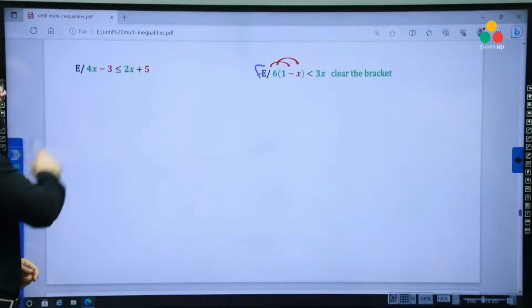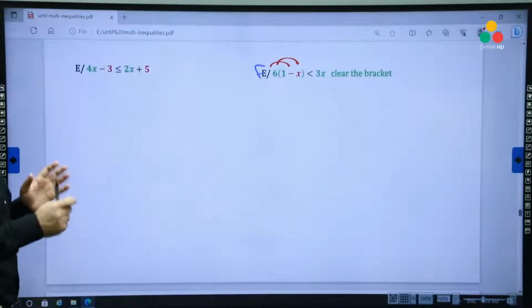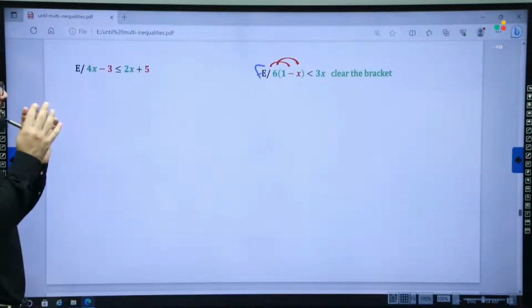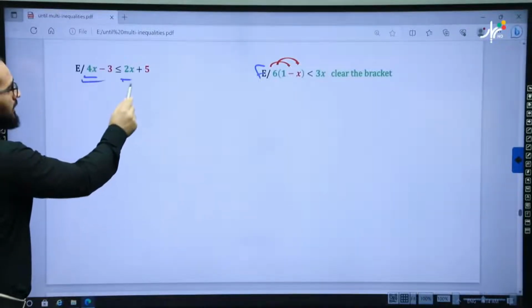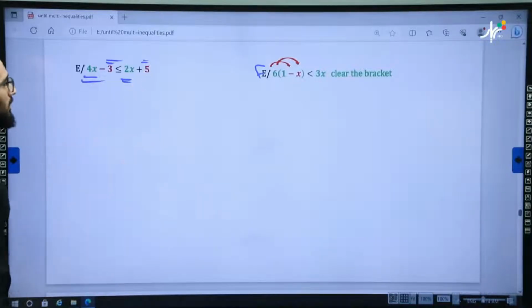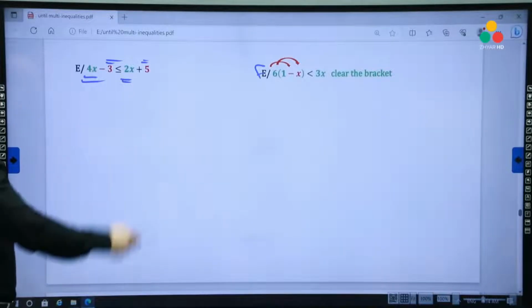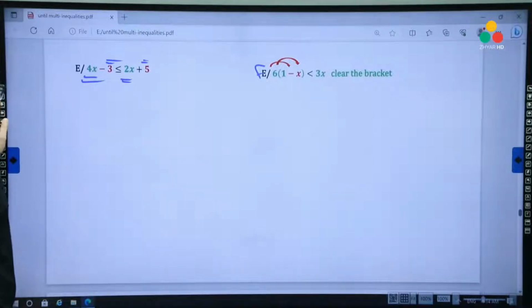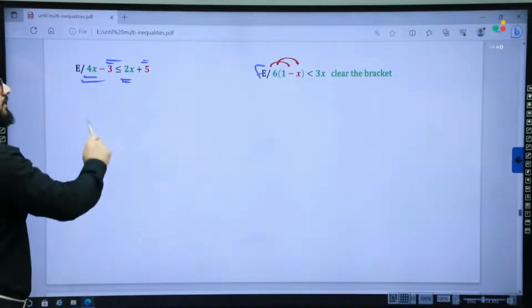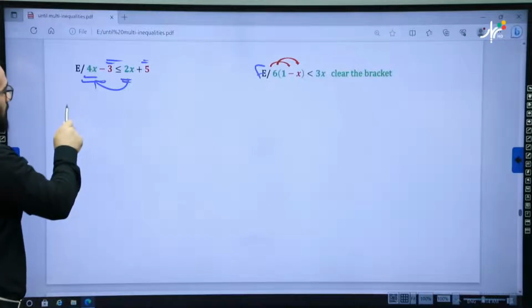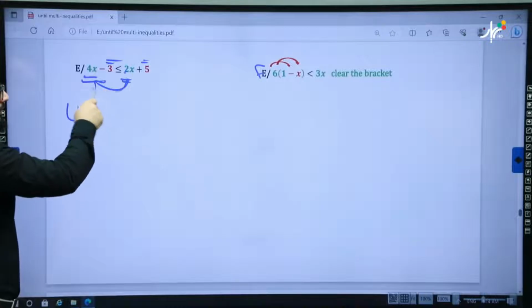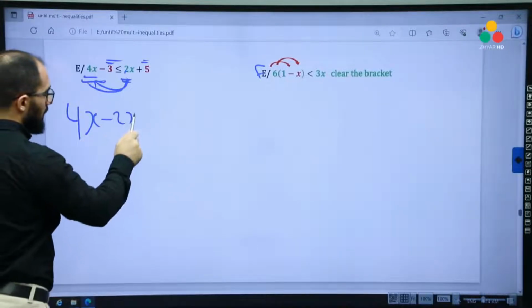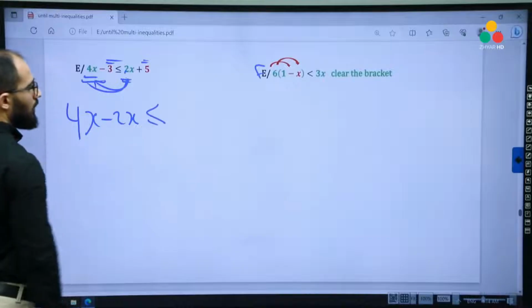To solve any kind of these examples, we have to regroup variable with variable and number with number. It means we are going to write x with x, number with number. So right now we have 4x and 2x. We should write them together. 4x and 2x, which one is smaller? Of course, 2x is smaller, so move 2x to the other side. 4x stays here. Okay, 2x is positive. When we move it to the other side, it became negative 2x. Write down less than or equal.